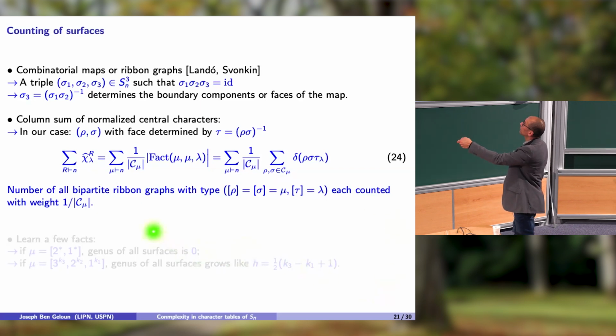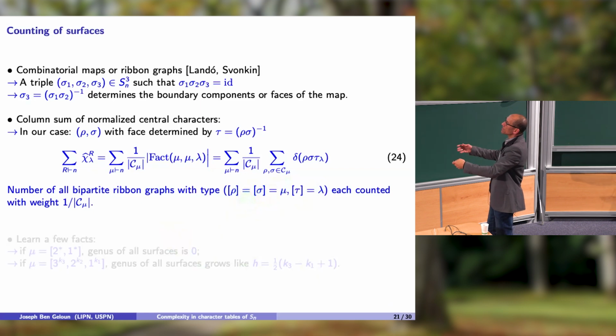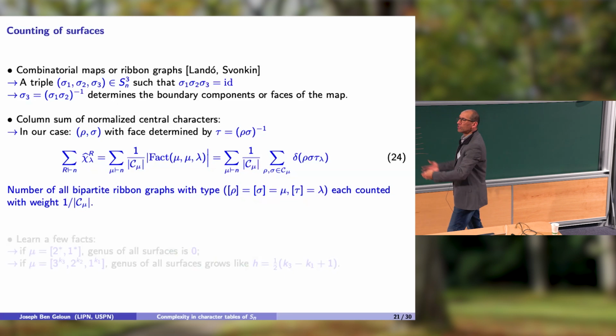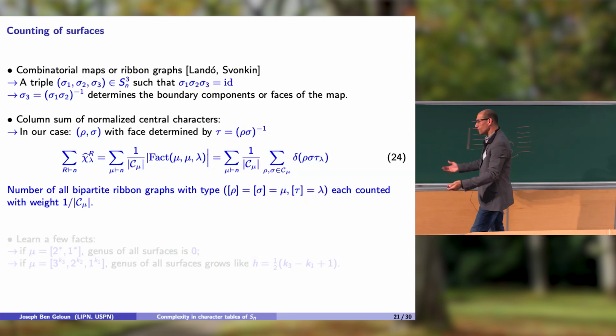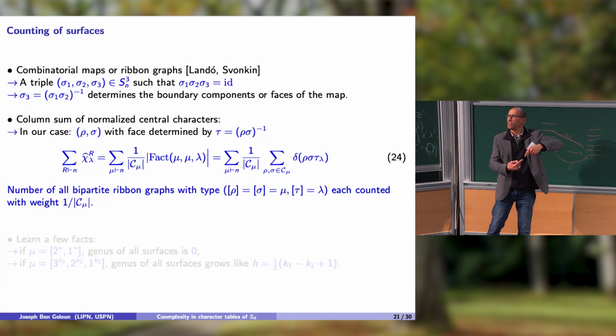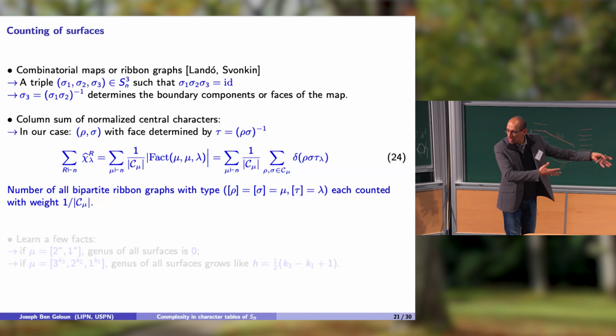So we are counting here bipartite ribbon graphs of a given type, which means I'm forcing my white vertices, say, to be of a certain type. I'm forcing my black vertices to be of another type, and I'm asking that the lengths of my faces are of a given type. If you do have such a thing, you count 1.